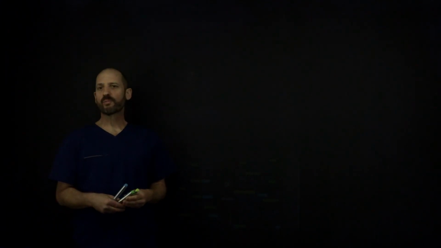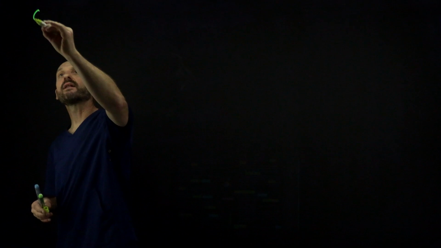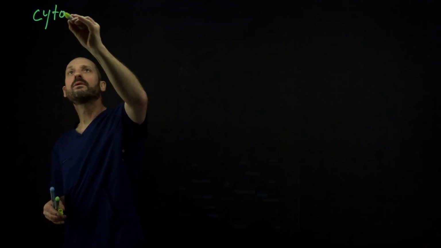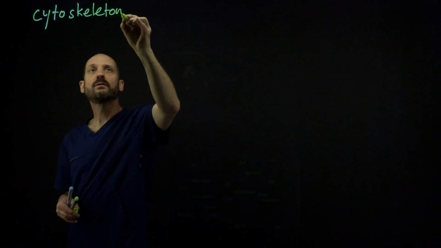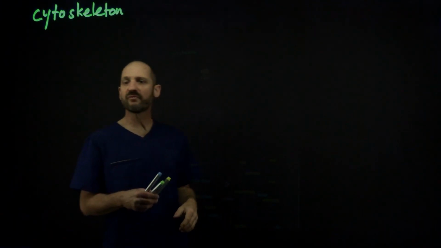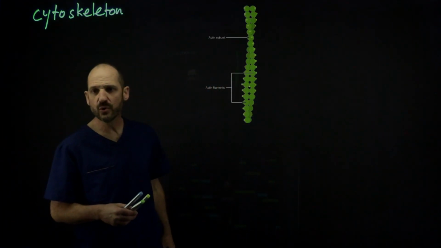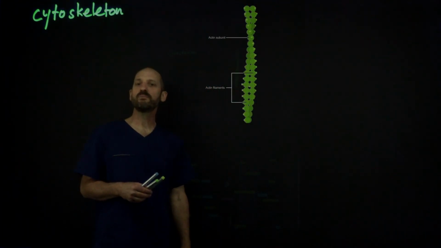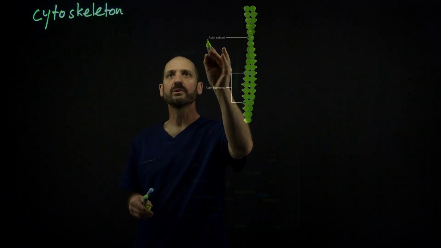A network of protein fibers helps maintain the cell's shape and does some other pretty cool things. Collectively, we call them the cytoskeleton. They are made of three main types of fiber. Microfilaments are the narrowest. They are two intertwined strands of protein beads called actin. See here the actin subunits.